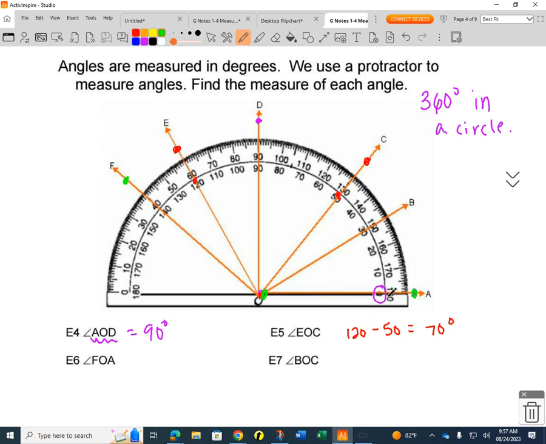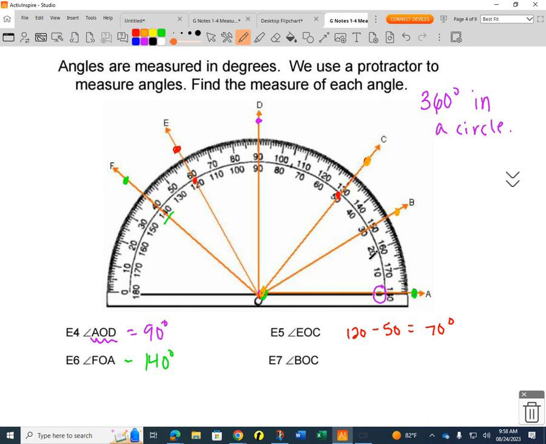140? So A is at 0, goes all the way over to 140. That's right. I don't even have to do any math there. If it starts at 0, then you just look at the number that the other ray goes through. And angle BOC, so B, O, and C.